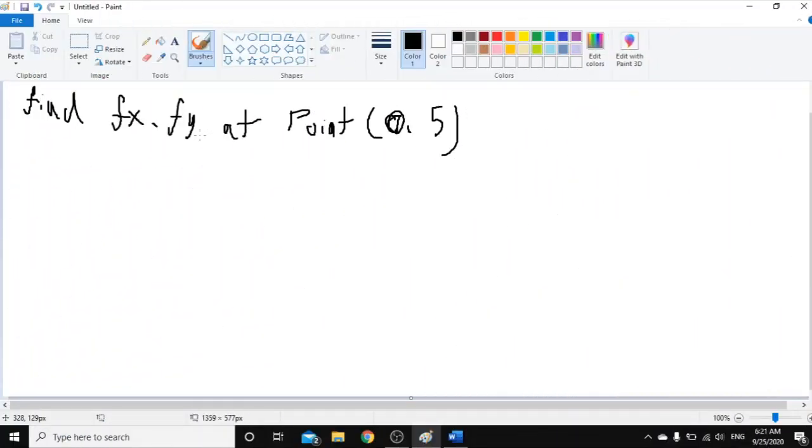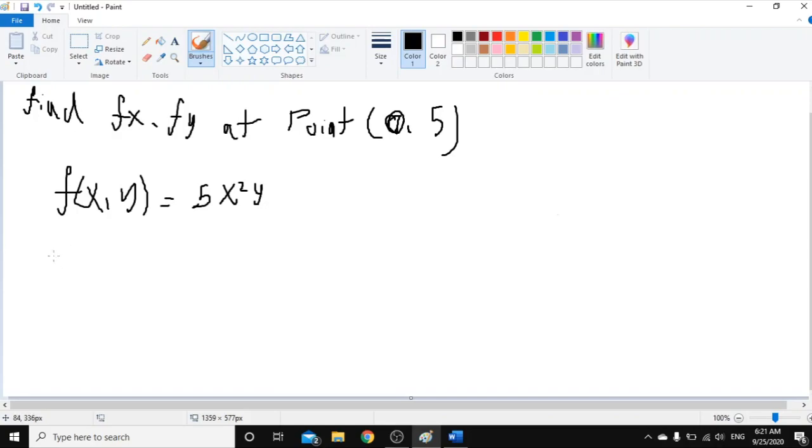Let's say, for example, you want to find the partial derivative of an equation at a given point. For example, here, as it's shown, find f of x and y at the point 0 and 5. Let's make a simple equation from our mind. For example, f of x and y is equal to 5x squared times y.